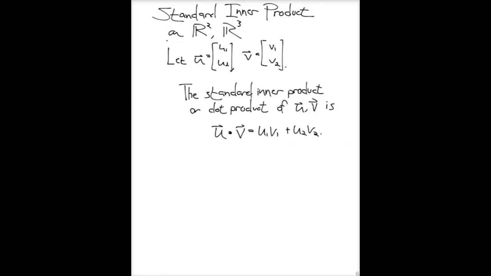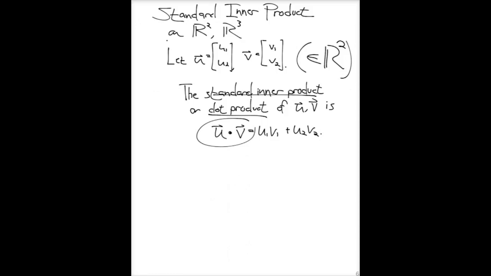For the definition, let u and v be two vectors in R2, u with coordinates u1 and u2, and v with coordinates v1 and v2. Then the standard inner product, or what you've called before the dot product of the two vectors u and v, is the following. The notation is we put a dot in between u and v, and the dot product is simply u1 v1 plus u2 v2.